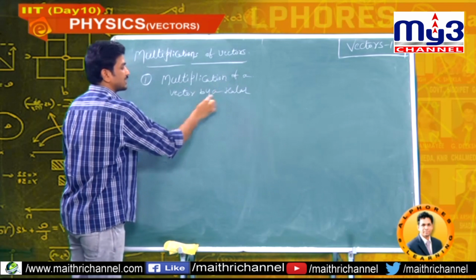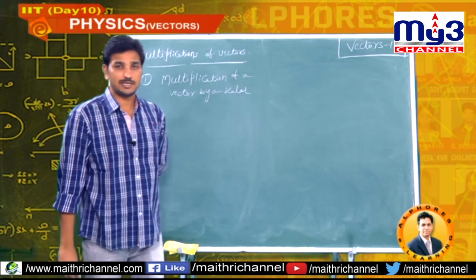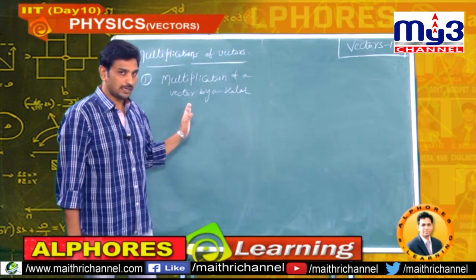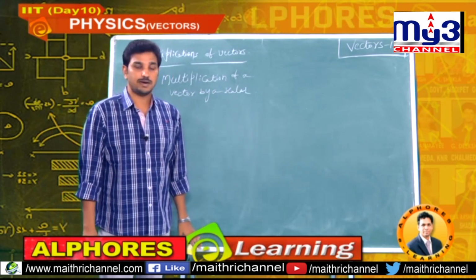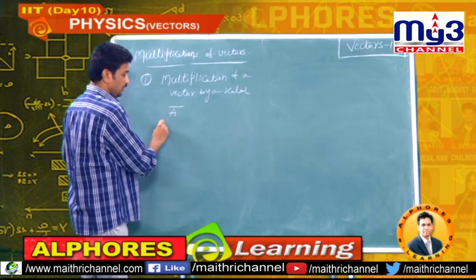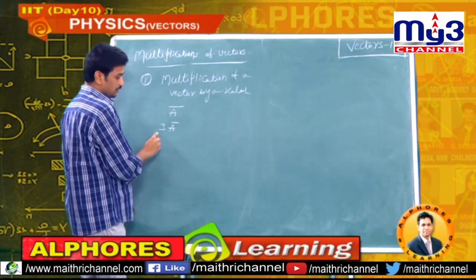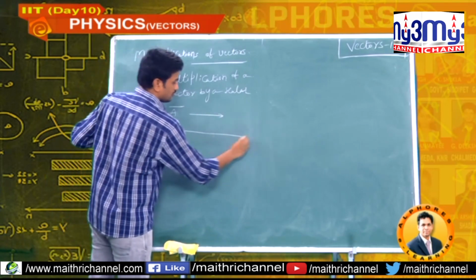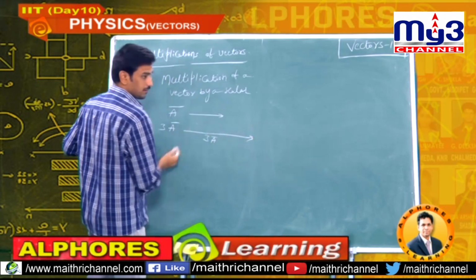Multiplication of a vector by a scalar. Because of multiplying a vector by a scalar, the vector will remain a vector. Only thing is the magnitude will change. A bar multiplied by 3 gives 3 a bar. Now this is 3 a bar.